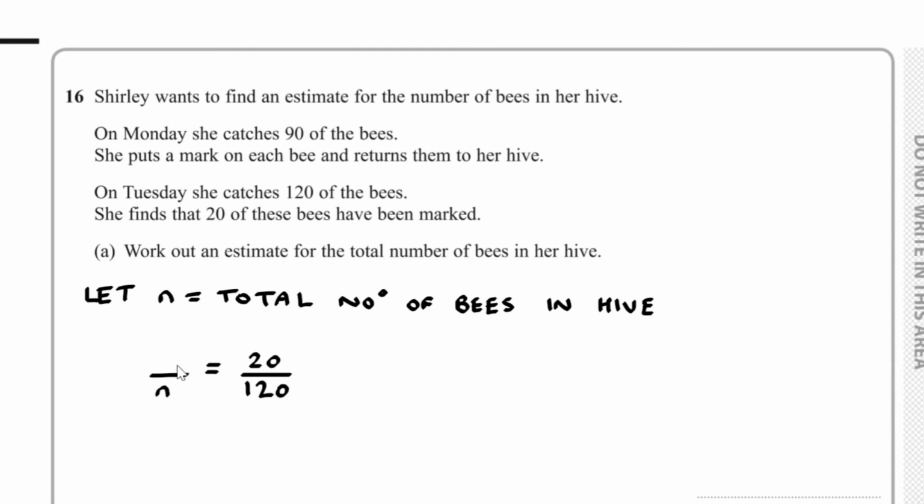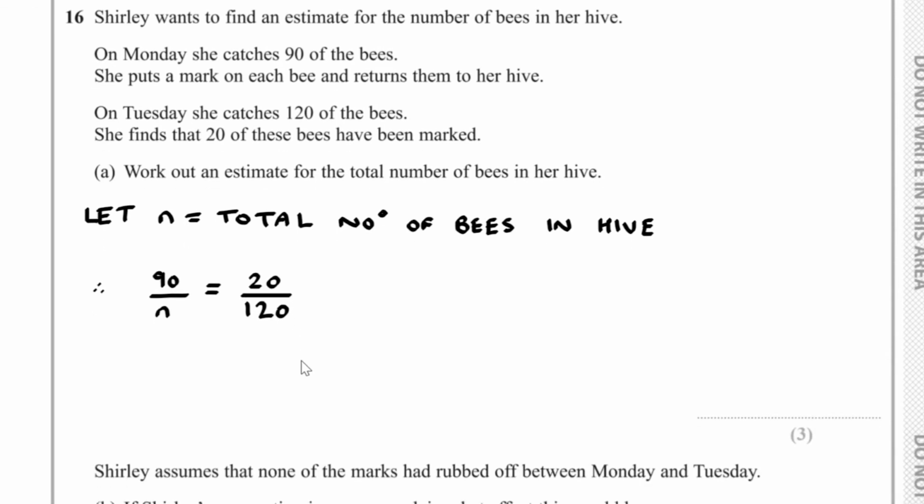Now, if on Monday she catches 90 of the bees out of a total of n, then quite simply 90 over n is equal to 20 over 120. So we've got 90 divided by n equals 1/6, from which we can see, if I multiply by n and then multiply by 6, n equals 90 multiplied by 6, which is 540.